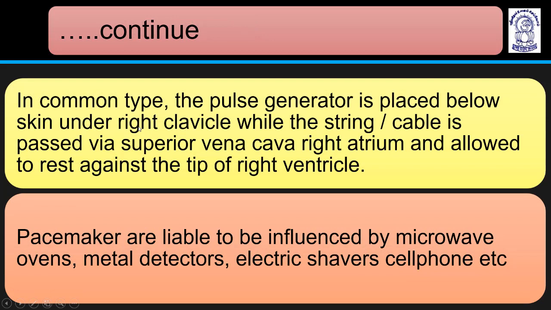In the common type of pacemaker, the pulse generator is placed below the skin under the right clavicle, while the string cable is passed via the superior vena cava and right atrium, and allowed to rest against the tip of the right ventricle.